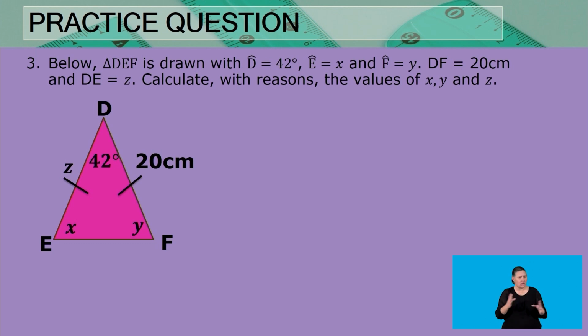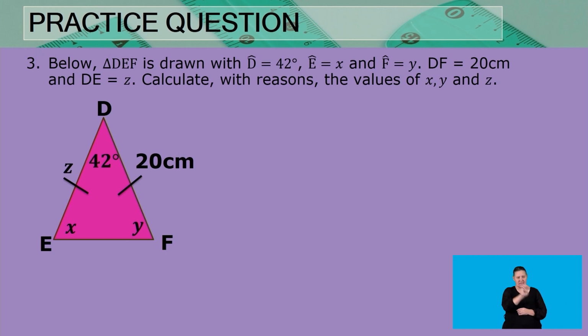So we can start off here with the easiest one, that should be side Z, which is the length of DE. Now, the reason why we can say it is easy is because we have been shown that there are two sides that are equal, and that is DE and DF.